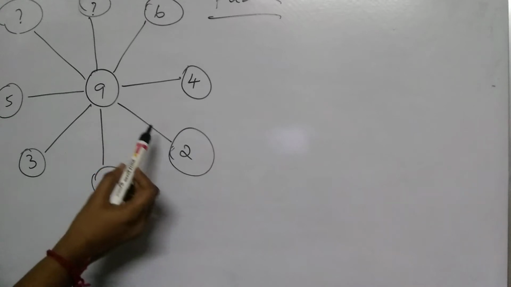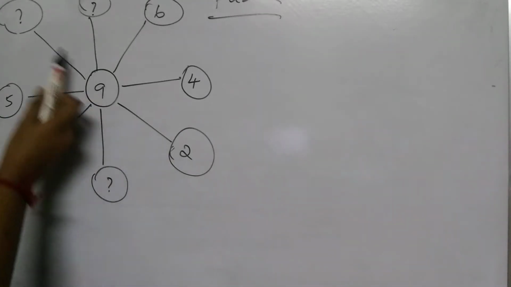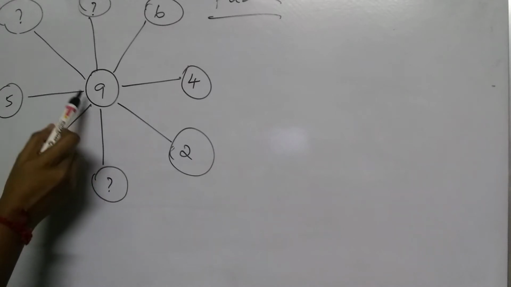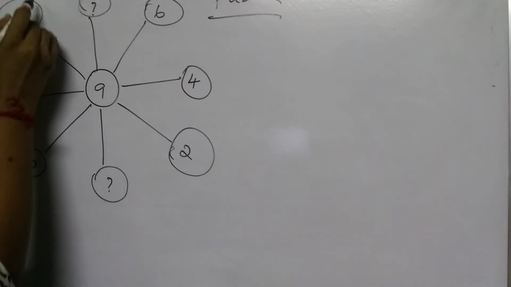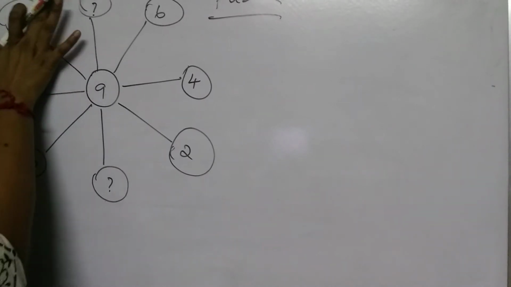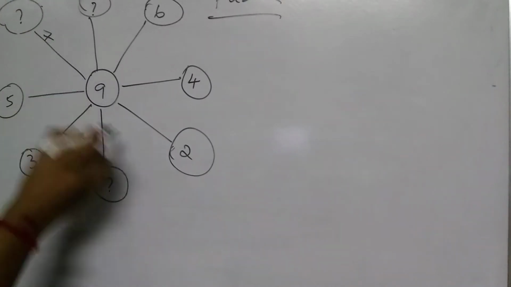Okay, then what will be this next one? 2 is there, so on the opposite side what number should come, so that the total is 9? The first one here will be 7, because 7 plus 2 makes 9. 7 plus 2 will give you this 9.